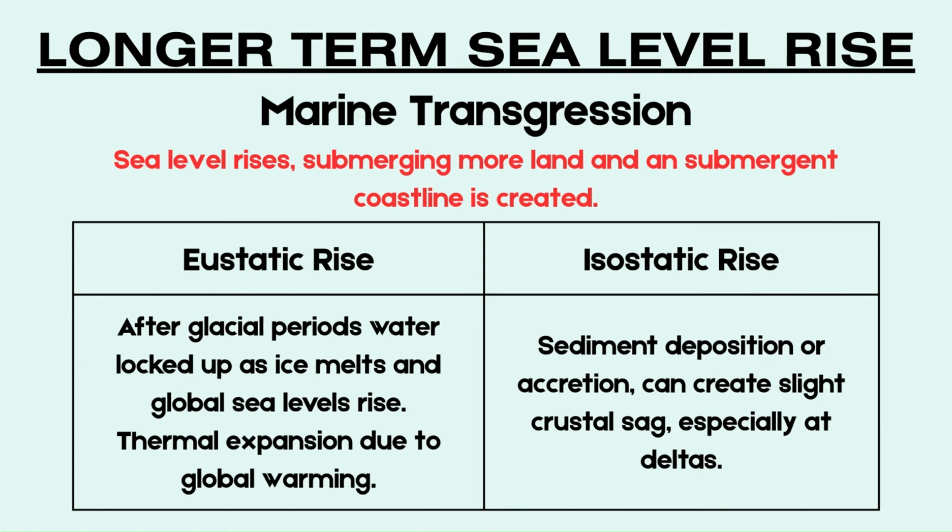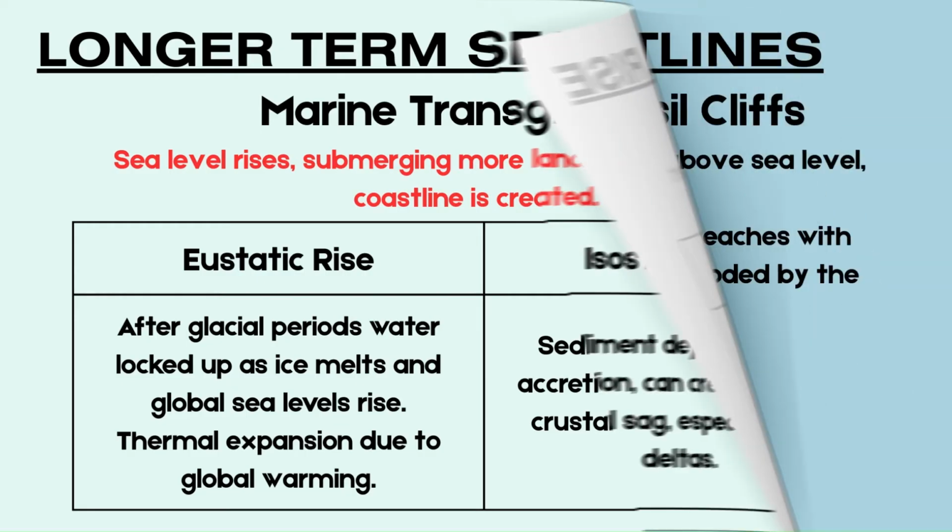Marine transgression is where sea level rises, submerging more land. This creates a submergent coastline. Eustatic rise can cause this. After glacial periods, water locked up as ice melts and global sea levels rise. Also, thermal expansion can occur as a result of global warming. Isostatic rise can cause this by sediment accretion. This can create a slight crustal sag, especially at deltas.